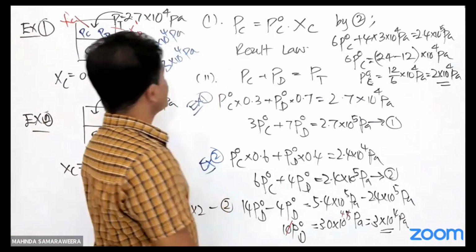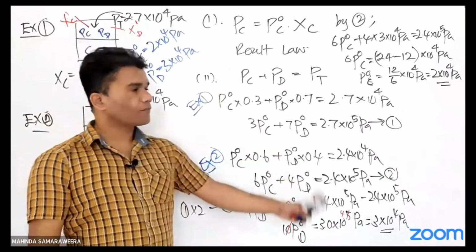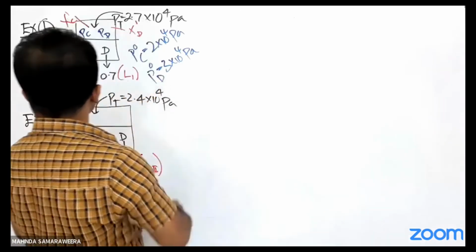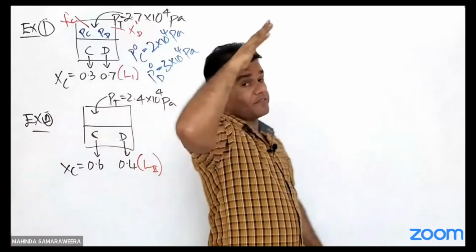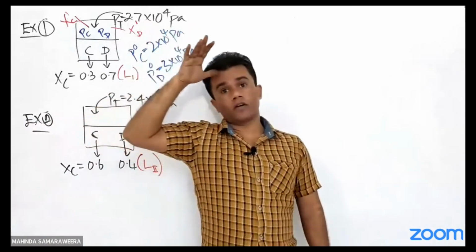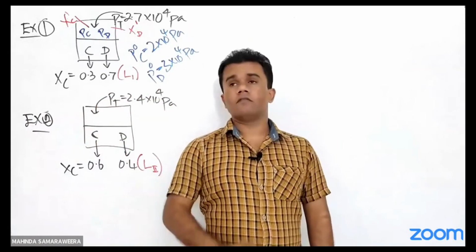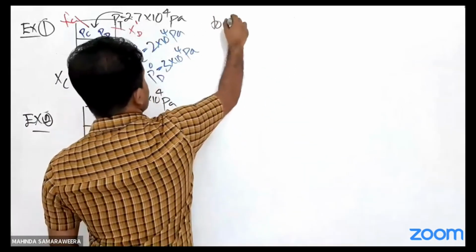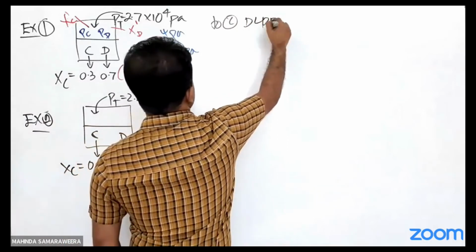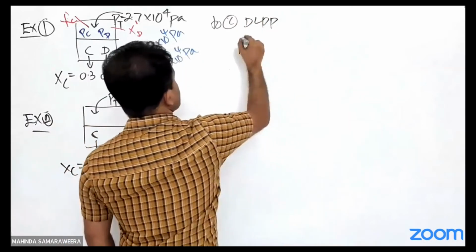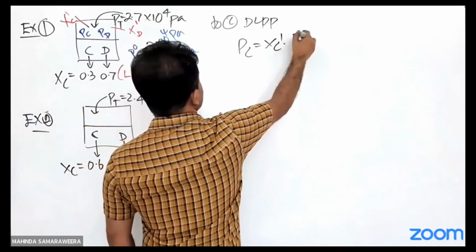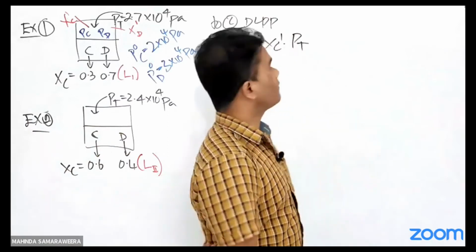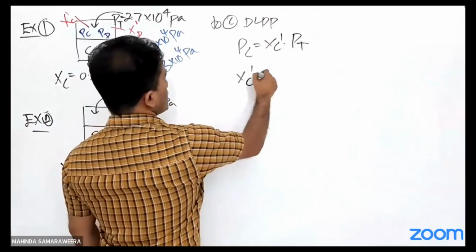Okay, then yes, I have to erase this one. Shall I erase this? Did you complete this? I need a mole fraction of C and D in the vapor phase. Remember, when you are asked to calculate mole fraction in the vapor phase, we apply Dalton's law of partial pressure. For C, PC equals XC dash into PT. If you apply Dalton's law of partial pressure, everything should be for vapor phase. Then XC dash will be PC over PT.